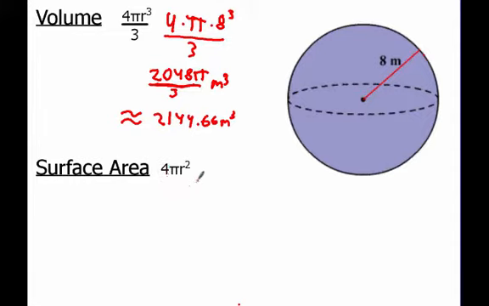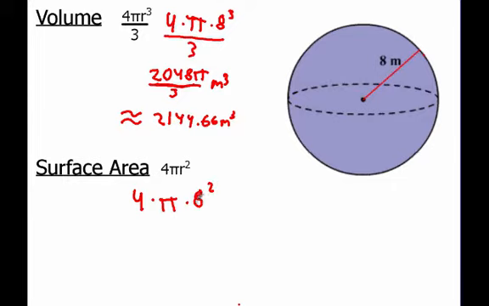For the surface area, the formula is very, very similar, just a little bit simpler. It's 4 again, times pi times the radius squared this time. Remember, you can always tell volume from surface area. Volume is cubed, surface area is squared. So, apply the formula. We say 4 times pi times 8 squared.